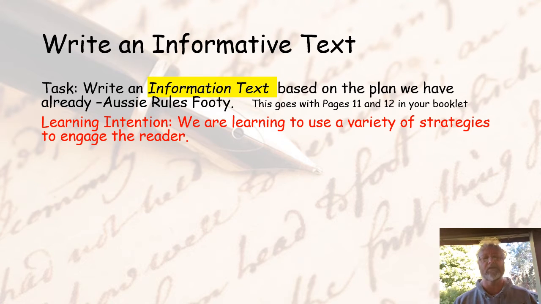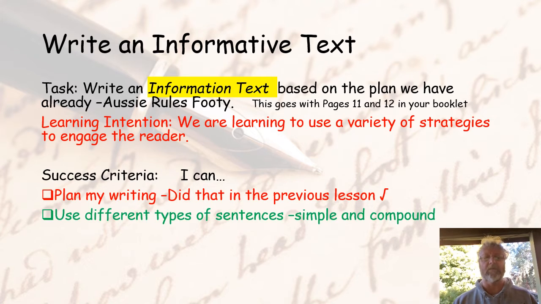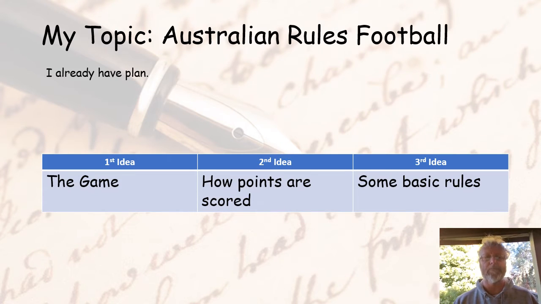You've got to engage the reader. You've got to make sure that the reader is interested in what you're writing. Our success criteria is going to help us do that. So we had a plan because we wrote that yesterday with Mrs. Camilleri. And today, making sure that we're using different types of sentences and again, using our interesting words, just like we always do with our writing. And of course, reading and rereading and editing, going back and fixing up our writing, making sure it makes sense.